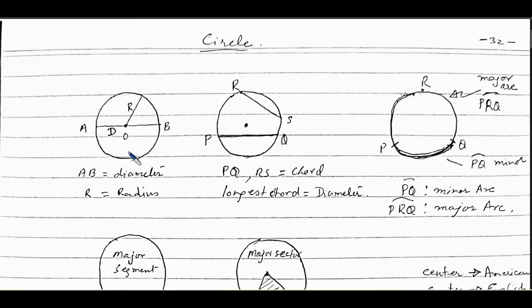We have defined what a circle is. It has a diameter, a line which passes through the center, and from the center to any point on the circle is the radius. And the diameter is, of course, twice the radius.